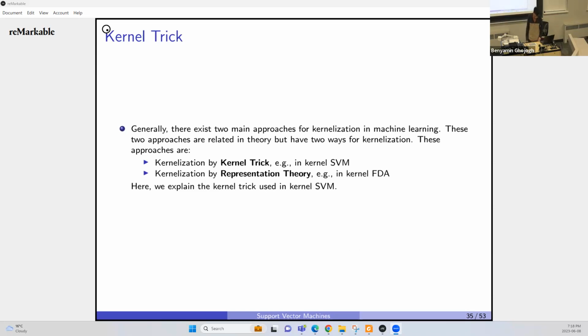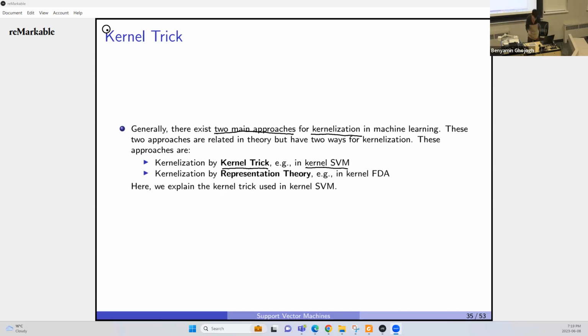Generally there exist two main approaches for kernelization in machine learning. These two approaches are related in theory, but are two ways of kernelization. One of them is the kernel trick, the most well-known one. For example, it is used in kernel SVM. We're going to use that.